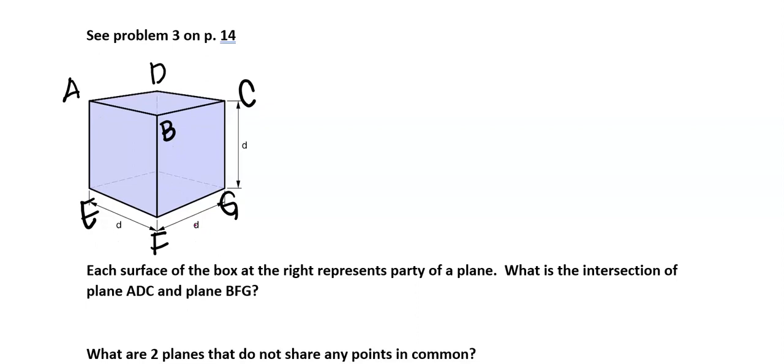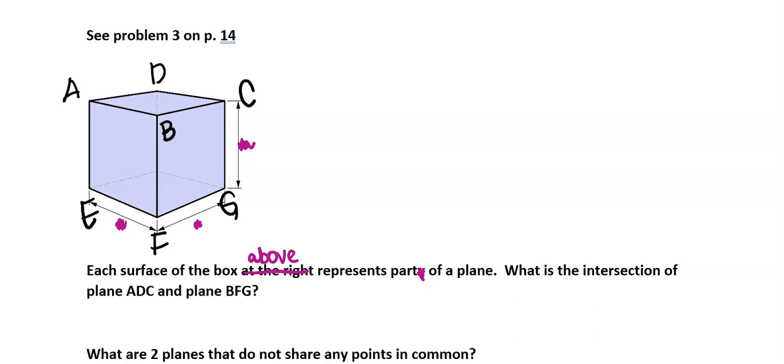So we have a cube. You can ignore these in here. I couldn't get them deleted. I just copied and pasted from online. So just ignore those. Each surface of the box above represents part, not party, of a plane. What is the intersection of plane ADC and plane BFG?